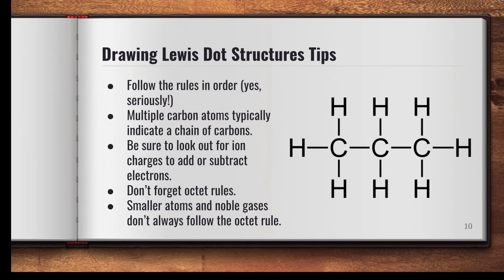Some key tips from Joe Lamb. Follow the rules in order. Yes, I'm being serious. Do not skip steps. I don't want you to make mistakes. All right? If you do see something with multiple carbon atoms, those carbon atoms typically form a chain. So for example, something like C3H8, which is known as propane.